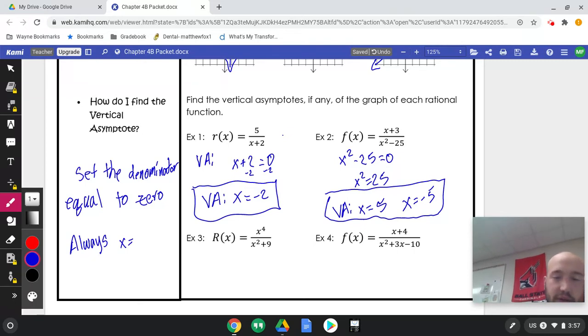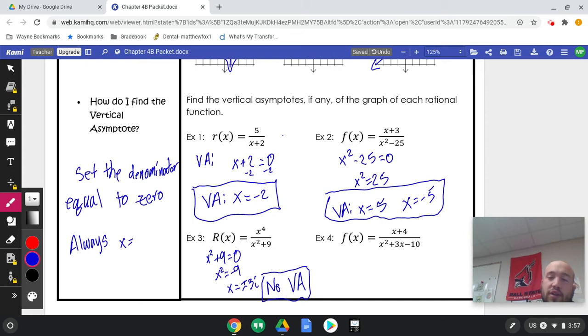All right, our next one here, x squared plus 9. If we set that equal to 0, subtract the 9 over, x squared equals negative 9. So x would equal plus or minus 3i. So this one is going to have no vertical asymptotes because those are imaginary.